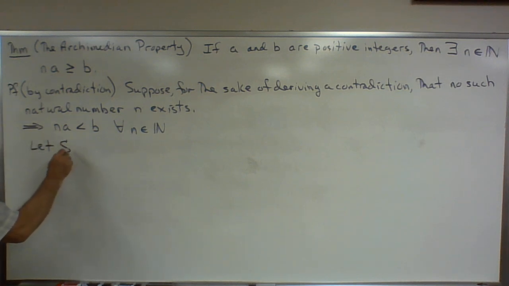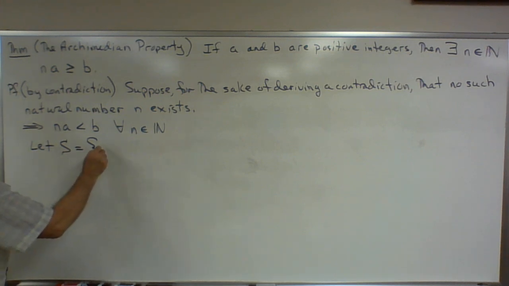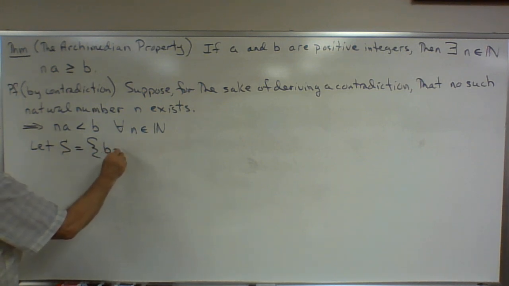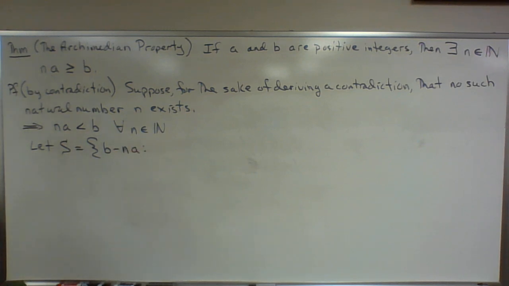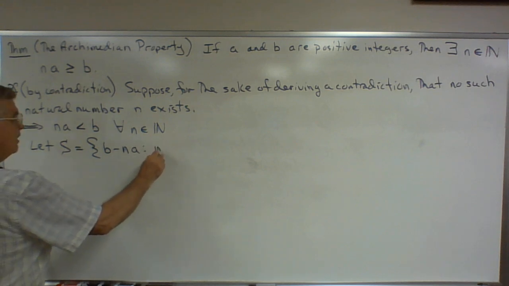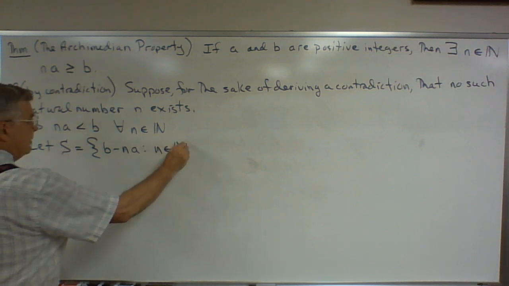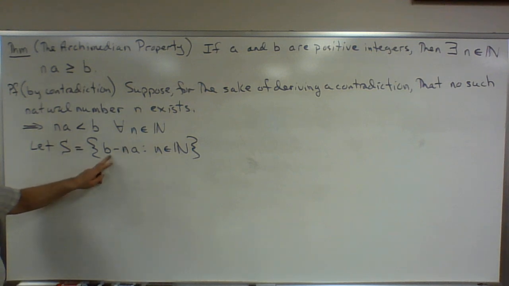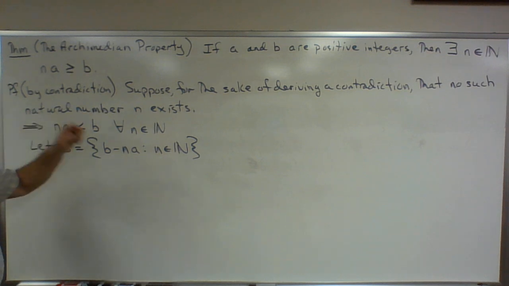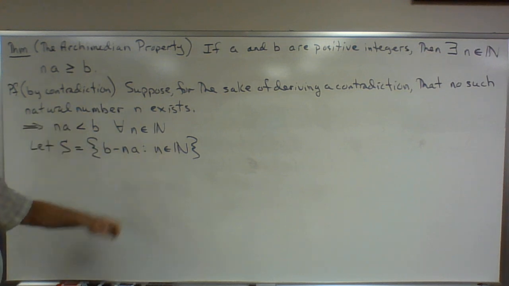Let S be the set of all numbers b minus na for all natural numbers n. So let S be the set of all natural numbers of the form b minus na such that n is a natural number. And we'll make some observations.